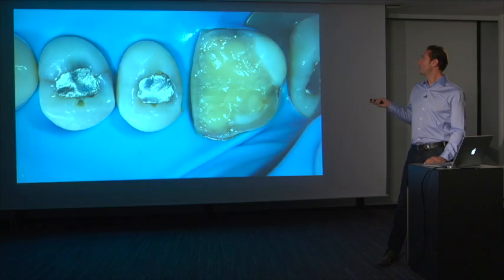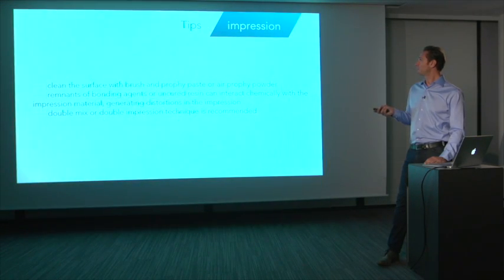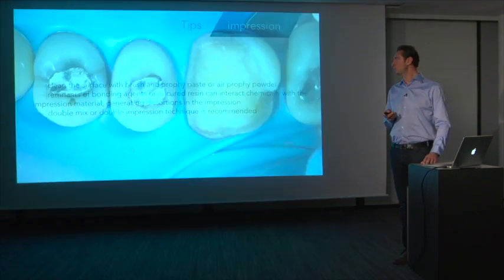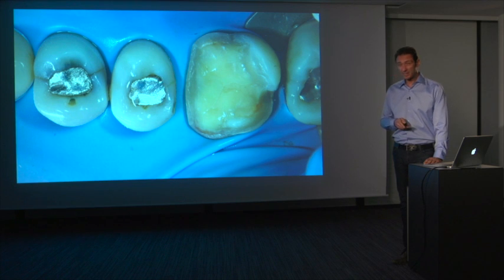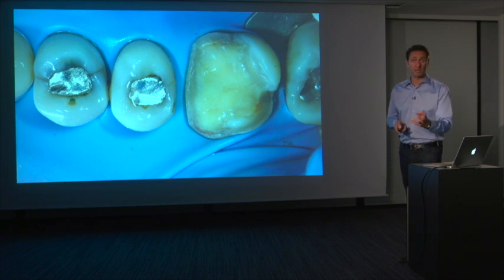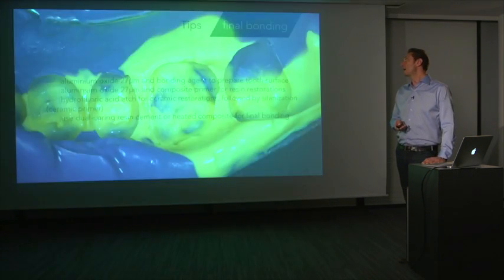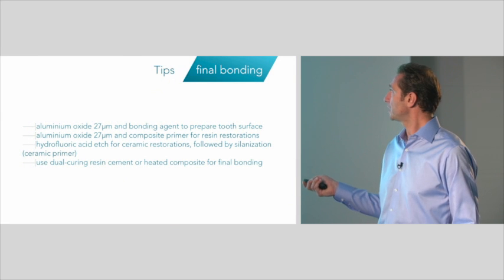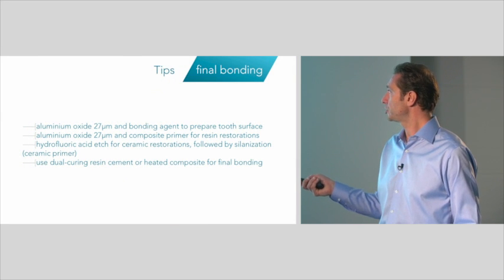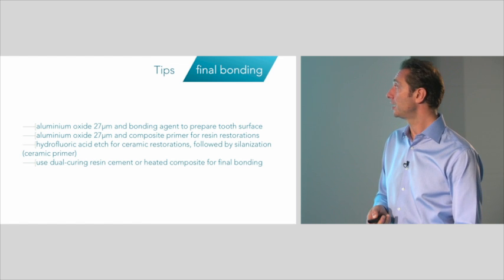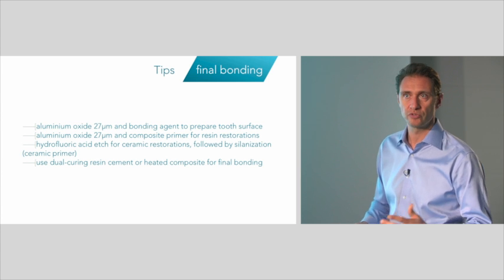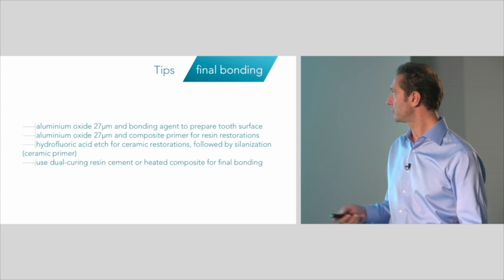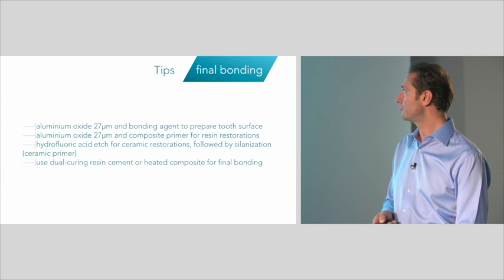So this is giving us a situation where we will be bonding to enamel and to composite. If we bond to enamel and composite, the only thing we need is a bonding agent. So this preferably could be a classical hydrophobic bonding agent. You don't need more than that to bond to composite and to bond to enamel.